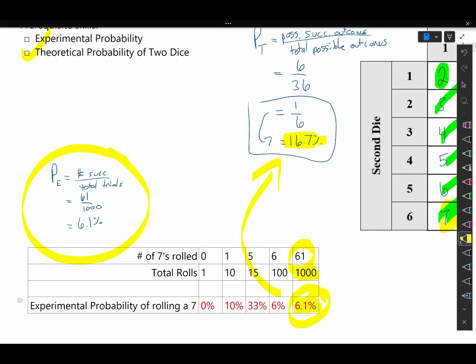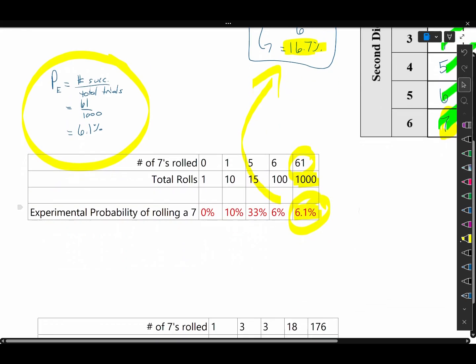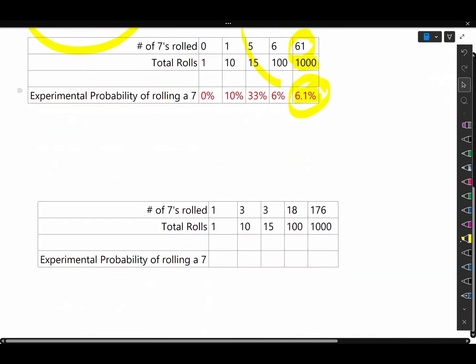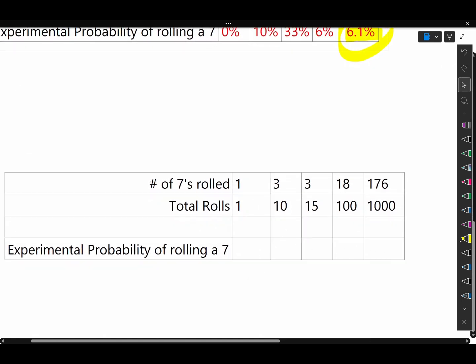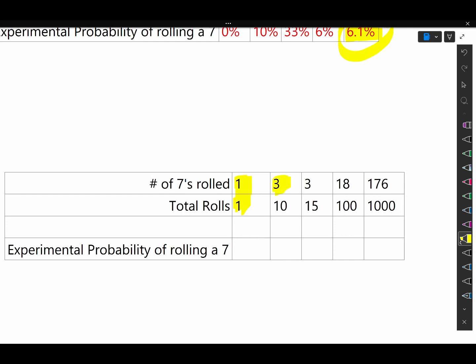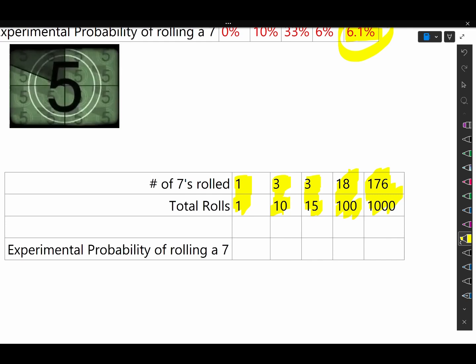Let's look at scenario 2. Okay, so these are a new set of dice. Now for this new set of dice, again, I want you to calculate the experimental probability with 1 seven in 1 roll, then 3 sevens in 10 rolls, 3 sevens in 15 rolls, 18 in 100, and 176 in 1,000. I want you to perform 5 different calculations. This will tell a story of what's happening right here. Pause the video here, and come back when you've performed your calculations.